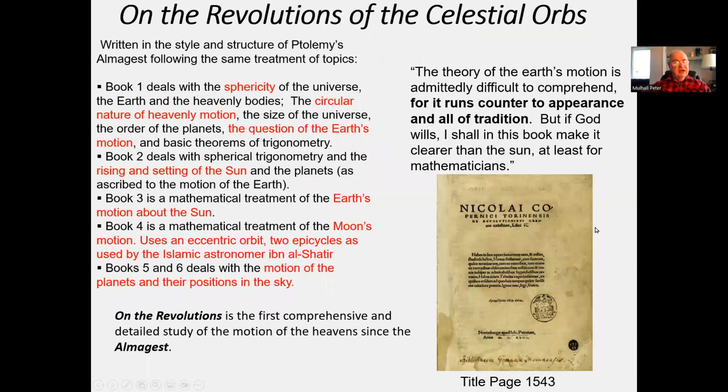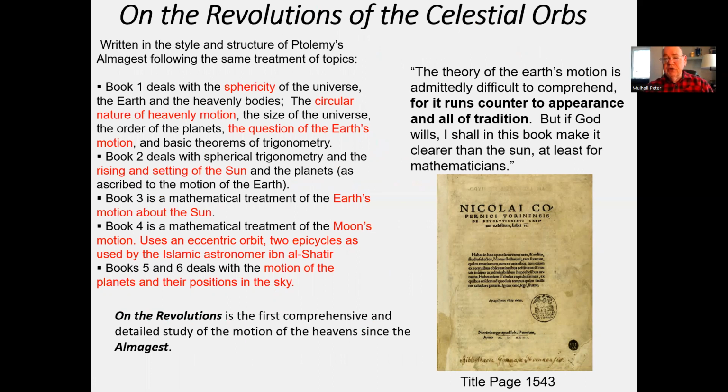Okay, so here is the outline of the book. The outline of the book, chapter for chapter, virtually follows the Almagest. He's following the same fundamental table of contents. Obviously he has a moving Earth and a fixed sun, but the structure of the book is the same.